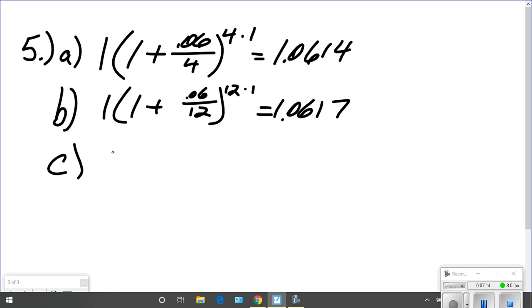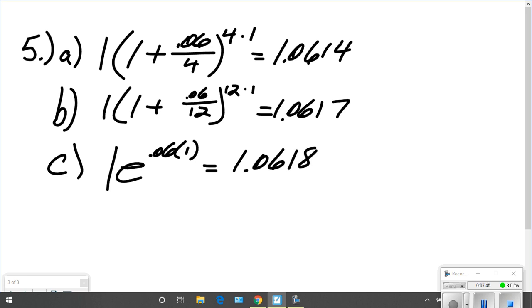And then for C, on number 5, sorry, I'm having to look back and forth. Continuously. Okay, continuously is PERT: principal, e to the rate, to the time. And the time was 1 year, right? So all I'm going to do is find my e button, which for my Texas Instruments is 2 down from the yellow button. So e to the 0.06 times 1, and I got 1.0618.